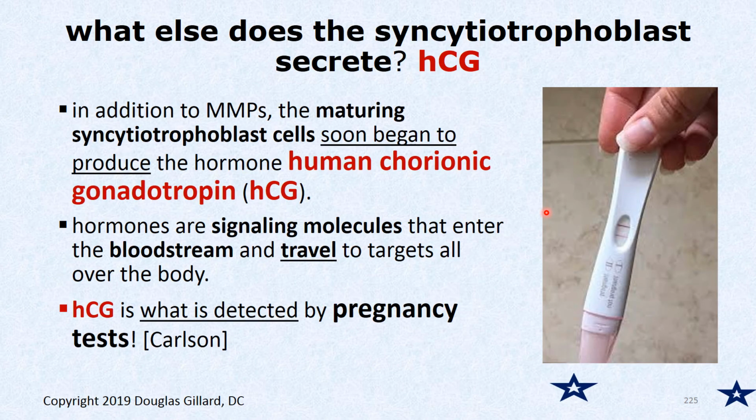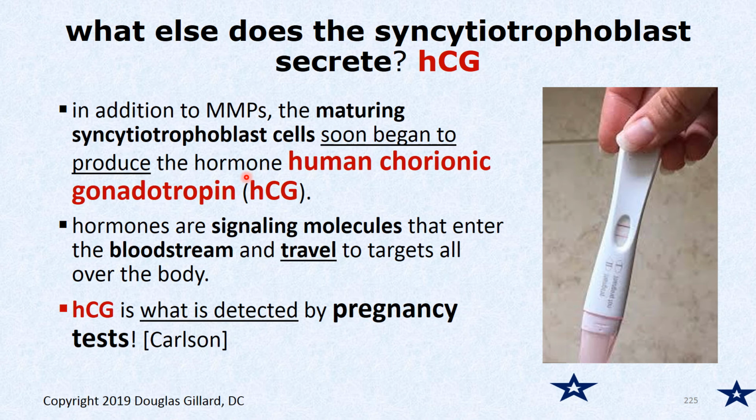Okay. A little side note about those syncytiotrophoblasts. They secrete something that is detected with pregnancy tests. They secrete human chorionic gonadotropin, or HCG. So the maturing syncytiotrophoblast starts cranking out a hormone.